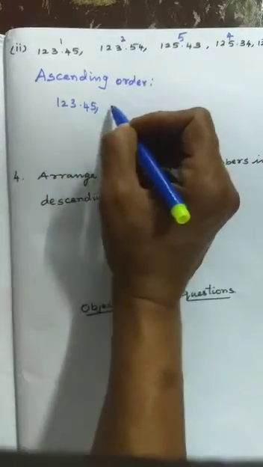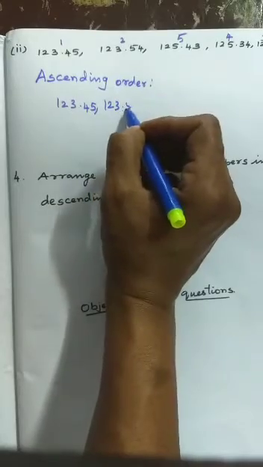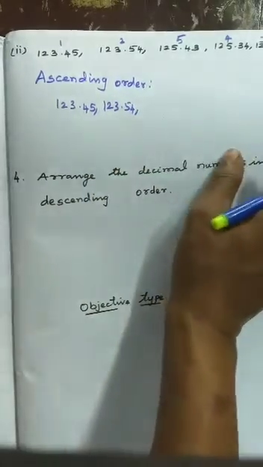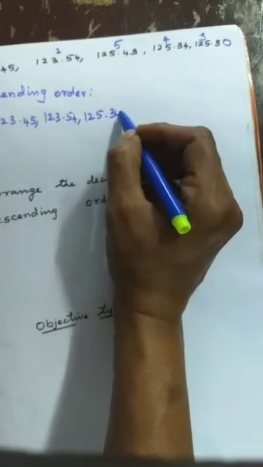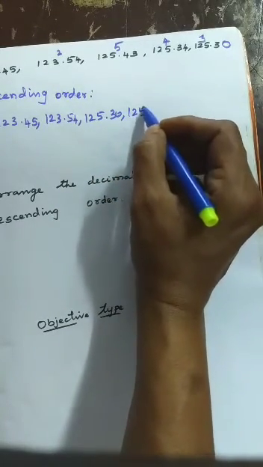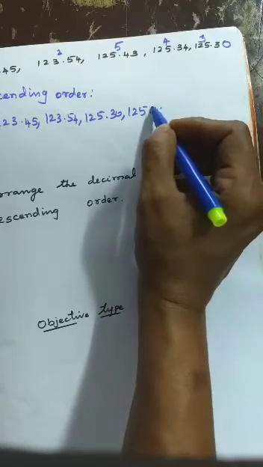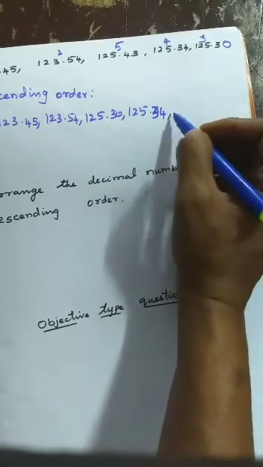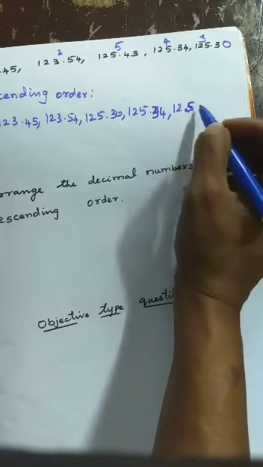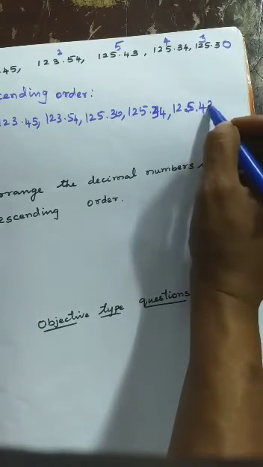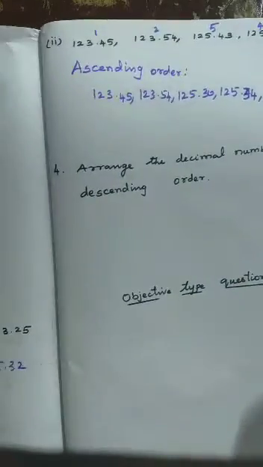123.45, comma, 123.54, comma, 125.30, comma, 125.34, comma, 125.43. This is in ascending order.